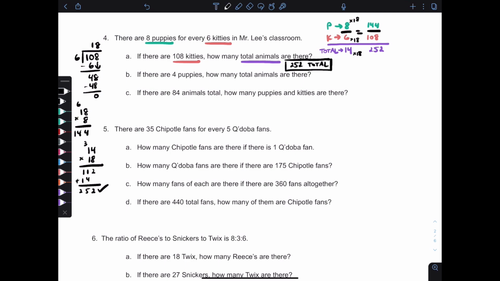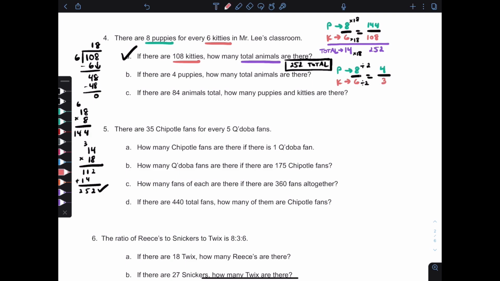Okie dokie. If there are 4 puppies, then how many total animals would there be? So I can go ahead and steal this, save myself a little bit of writing, and take a look at part B. Oh, part A is done, by the way. Part B, what if there's 4 puppies? Well, puppies are on top, and put that on top. 8 must get smaller to get 4, divide by 2, divide by 2. 6 divided by 2 is equal to 3.